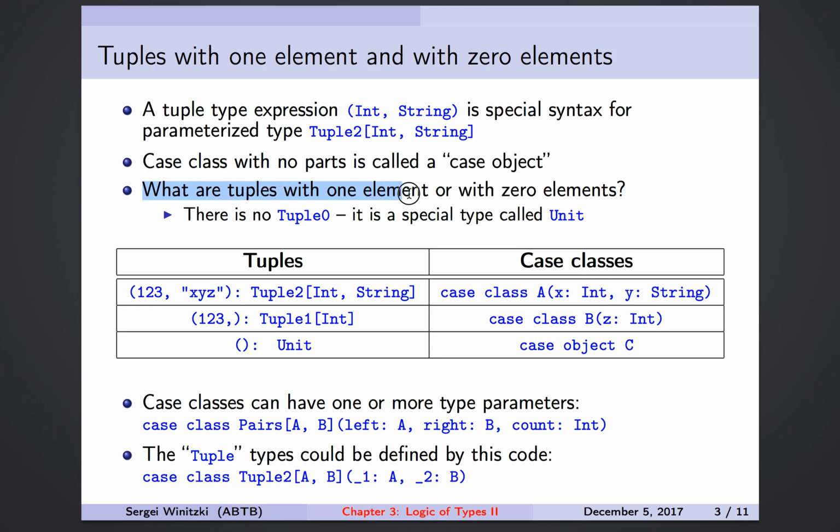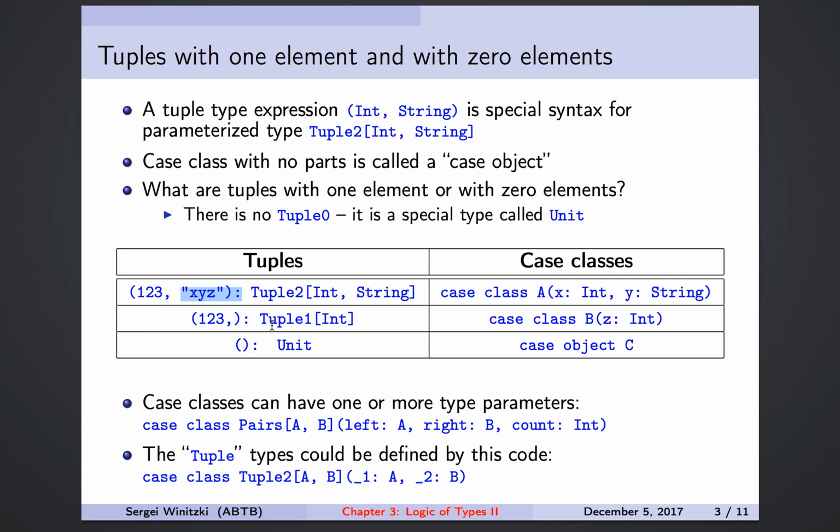Tuples with 1 element or tuples with 0 elements exist in Scala. A tuple with 0 elements is not called Tuple0, it's called Unit. A tuple with 1 element looks like this, and it's called Tuple1. A tuple with two elements looks like this, and is called Tuple2. Certainly, I don't yet know why I would use this. Maybe there are some situations when this is helpful, but I just wanted to call your attention to the system here. So everything is systematic. You can have tuples with 0 elements, tuples with 1 element, tuples with 2 elements, and so on.